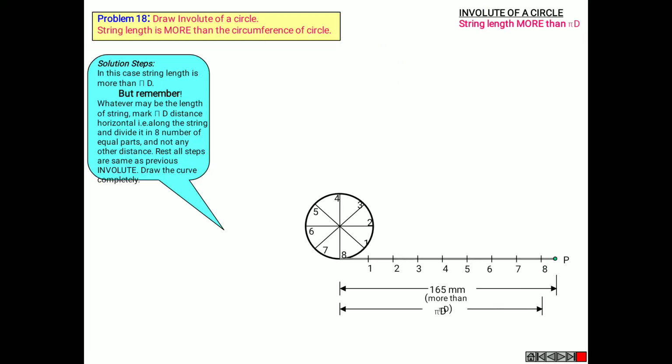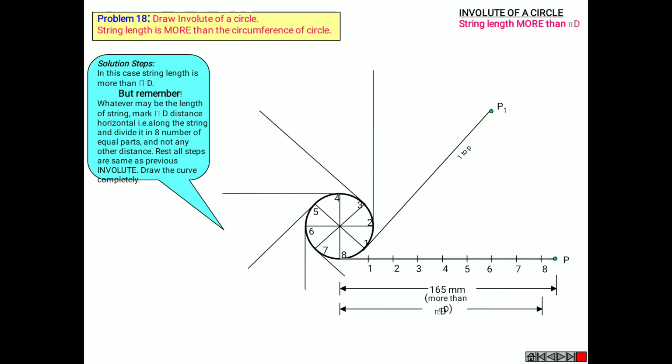This was the actual thing. Now we have extended. So same, from 1, 2, 3, 4 and so on up to 8, draw the perpendicular lines or tangents to the circle. 8 is already done.